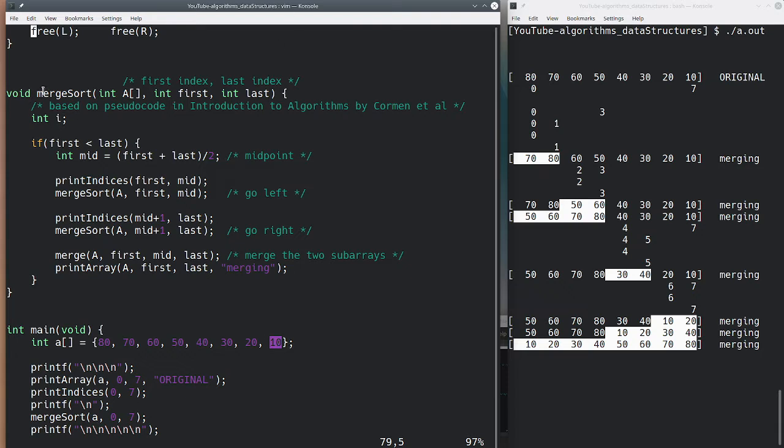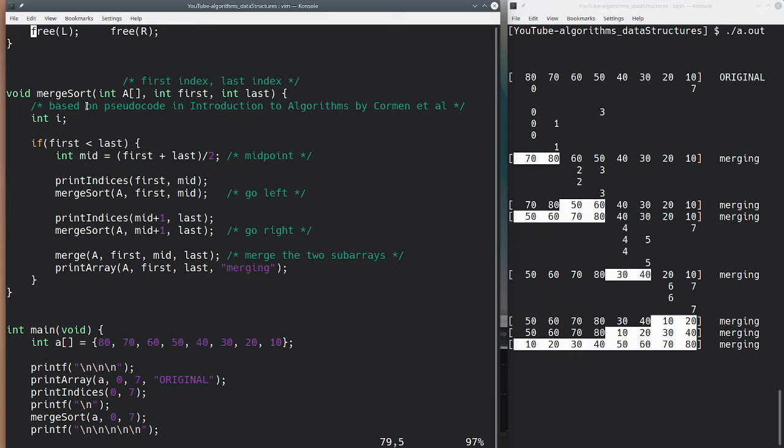And so we enter merge sort for the first time. Here I will refer to the array as capital A, and first and last will be 0 and 7. So now I ask the question, is 0 less than 7? Since the answer is yes, I'm going to calculate this midpoint.